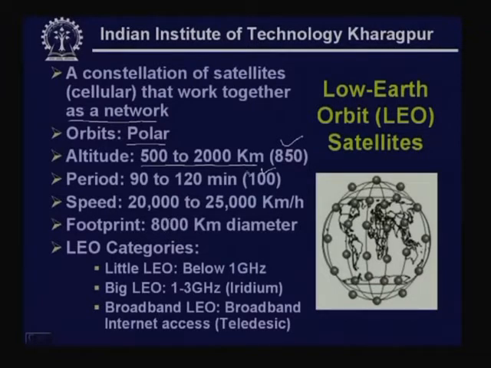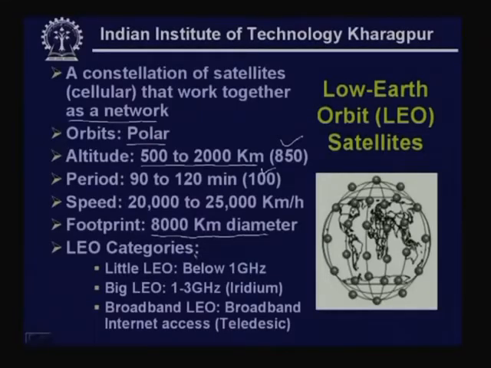And whenever a satellite is placed at this altitude, the footprint can be 8,000 kilometer diameter. And of course, you can focus over a narrower area, but this will be the maximum radius, because of line of sight communication and earth's curvature, the footprint cannot be very large. And the higher the altitude, the larger the diameter of the footprint, the area that can be covered.